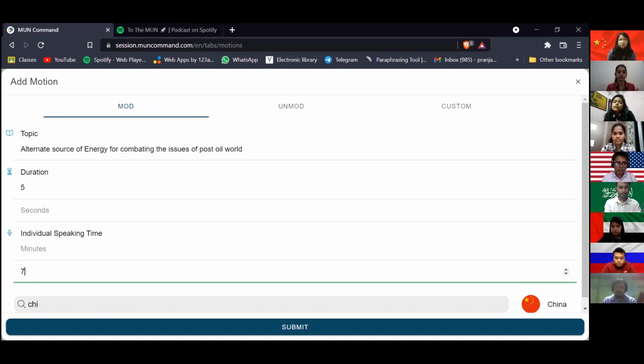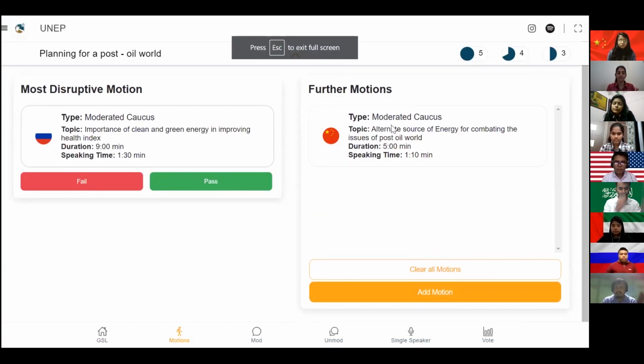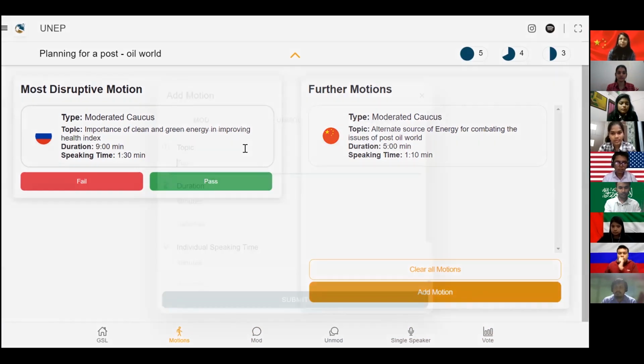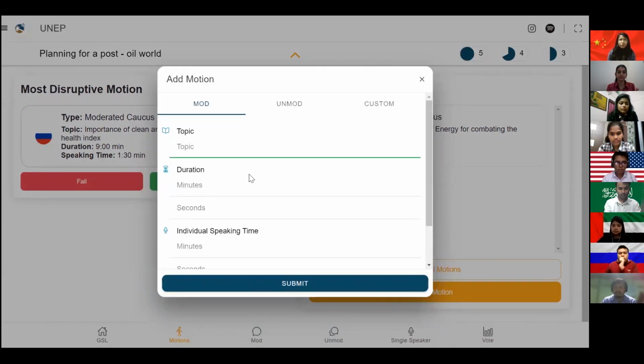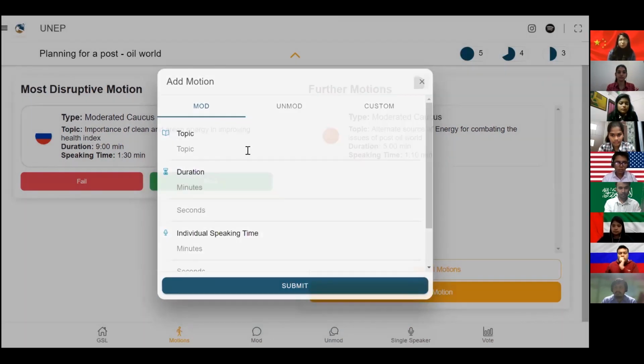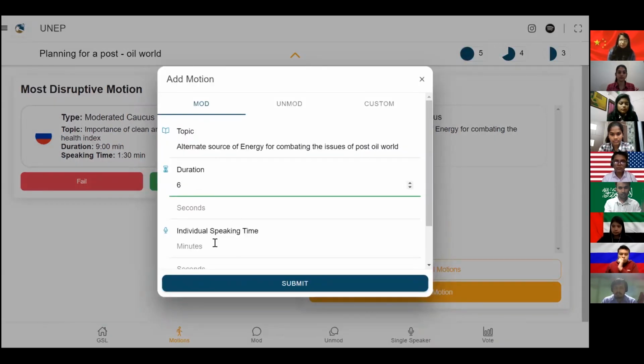Now, the delegate of China initially gives a total time that is not divisible by the number of speakers. So the chair corrects it. Sorry, delegate, but the motion isn't in order. Would you like to amend it? Yes, the delegate of China would like to suspend the formal debate and enter into a moderated caucus on the topic alternate source of energy for combating the issues of post-oil world for a total time of 6 minutes with an individual speaker time of 60 seconds. The delegate of China has now amended her motion.